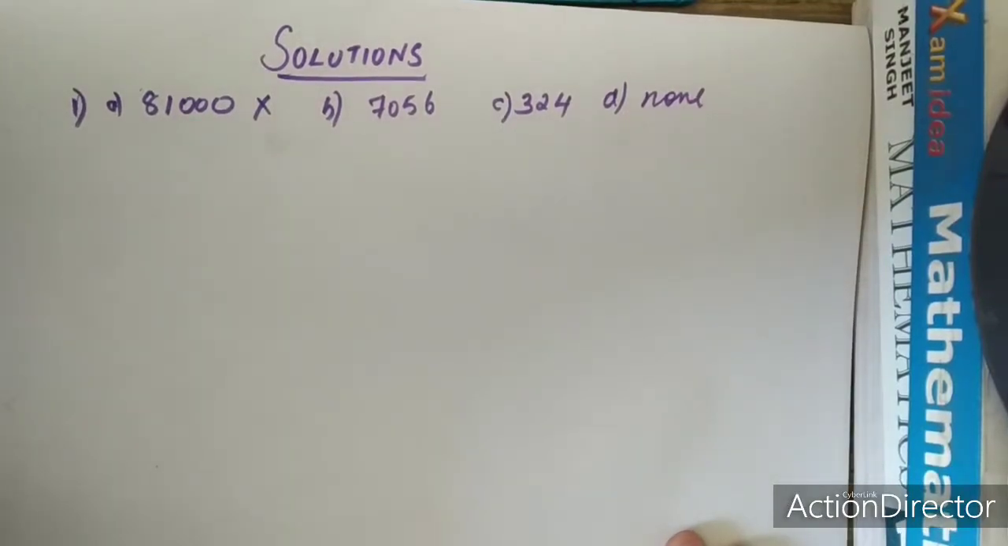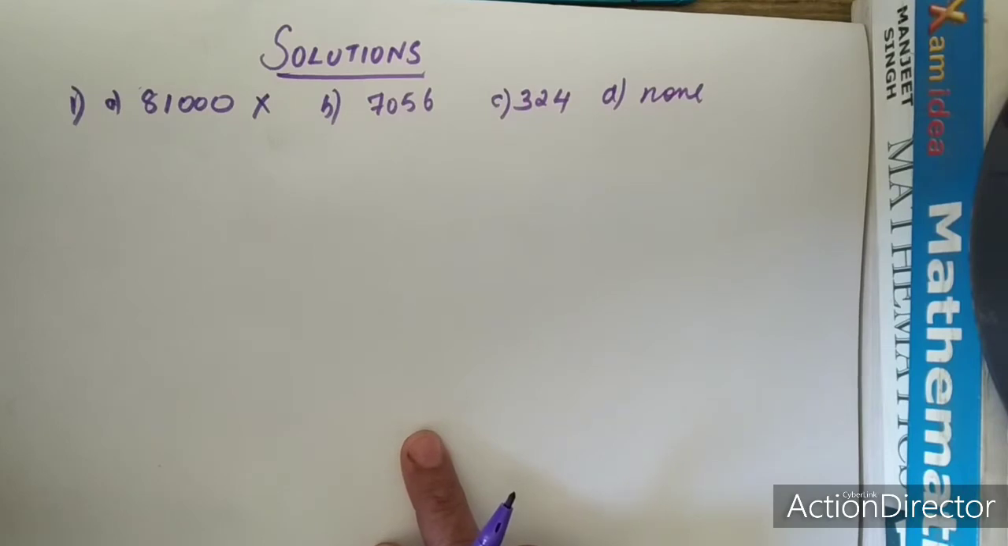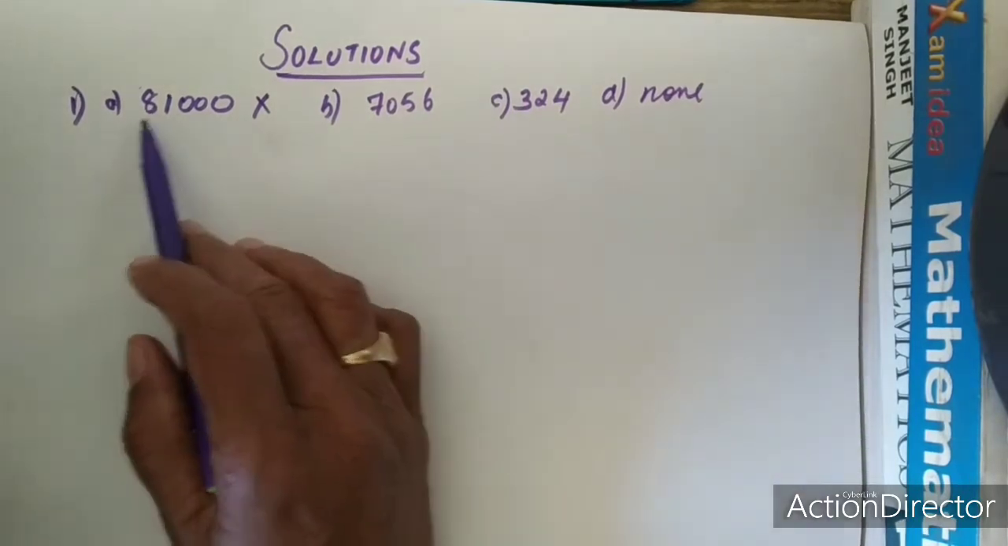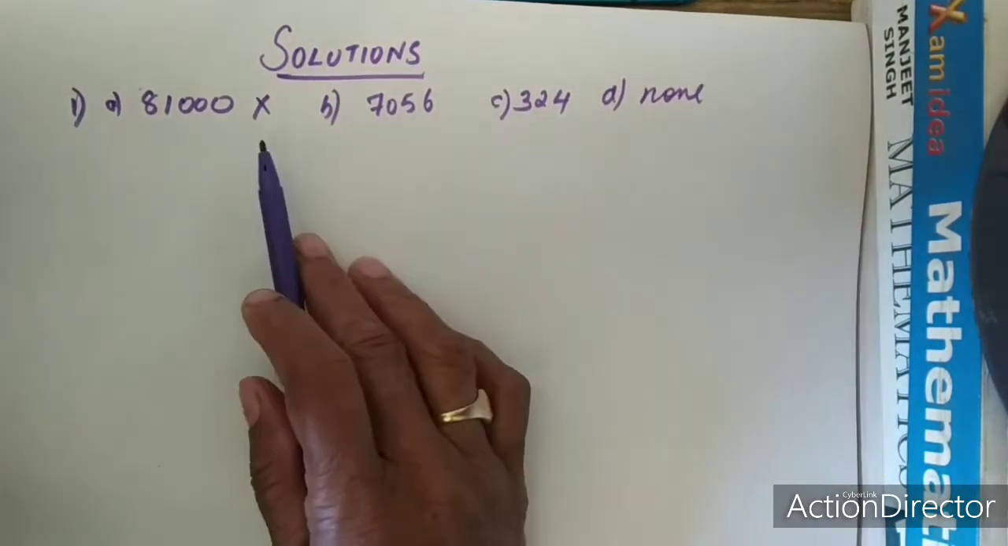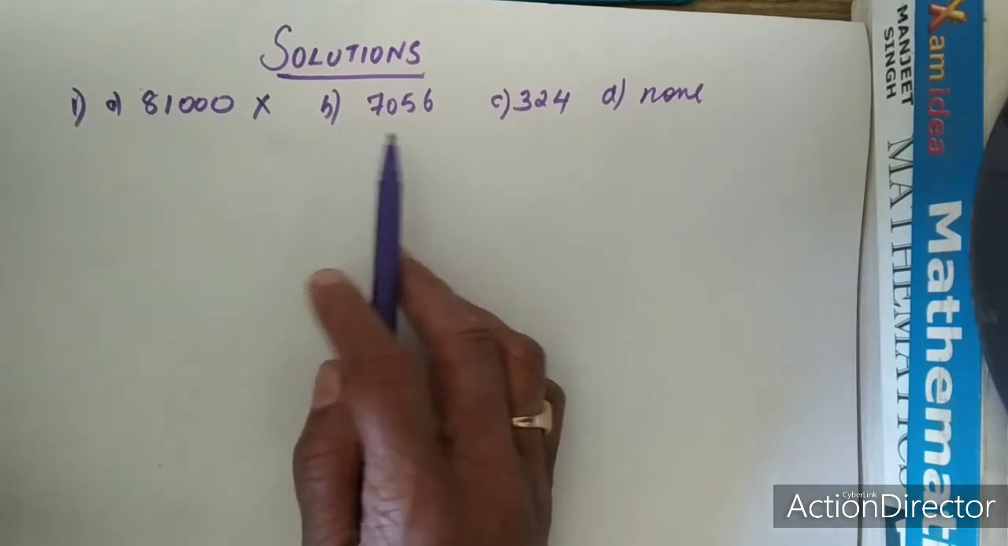Today let us discuss the solutions of the previous video, that is the revision questions of the chapter squares and square roots. So let us start. First question, which of the following is not a perfect square? Four numbers are given over here, out of which you have to select which is not a perfect square.